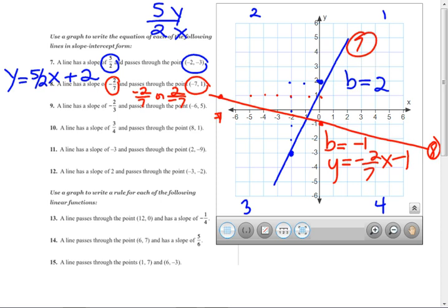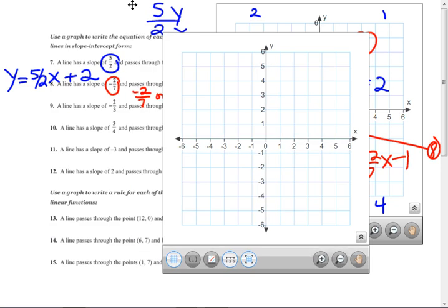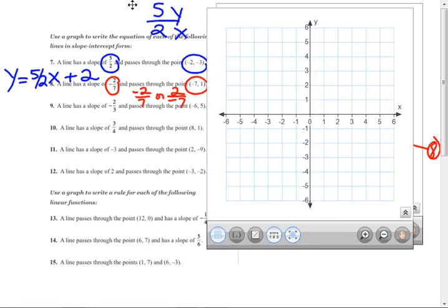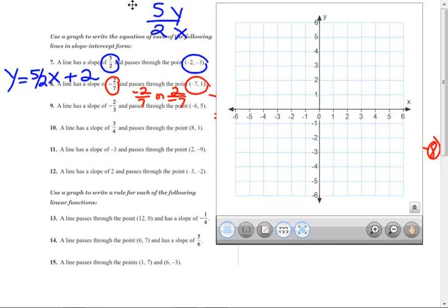Should we try another one? Should we try number 9? Okay, I got to get a new graph, though. And I got more graph paper, so as much as you want. And I'll just put it on top of this one. I'll move it later. Is that okay? There it is.